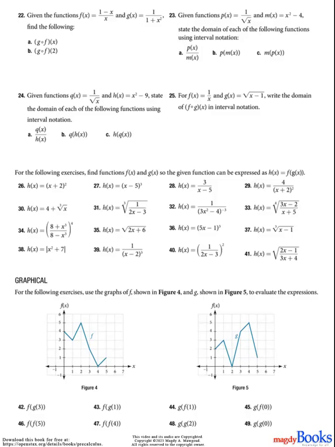36. h of x equals (5x minus 1) cubed. 37. h of x equals cube root of x minus 1. 38. h of x equals the absolute value of x squared plus 7. 39. h of x equals 1 over (x minus 2) cubed. 40. h of x equals (1 over 2x minus 3) squared. 41. h of x equals square root of 2x minus 1, divided by 3x plus 4.